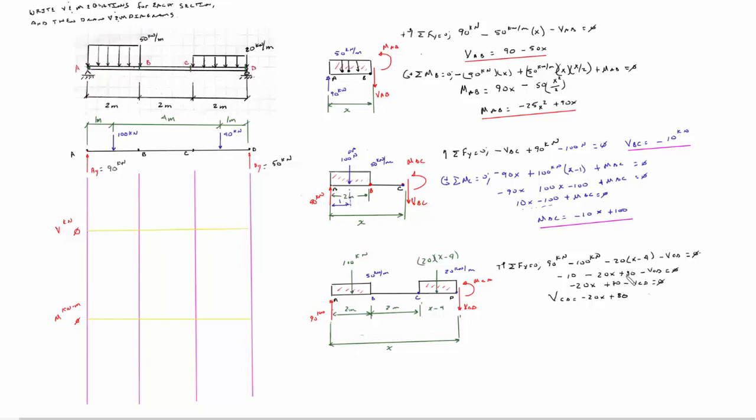Because negative 10 and 80 is going to be 70. Okay. So now let's do the moment. So the moment at point D is equal to 0.